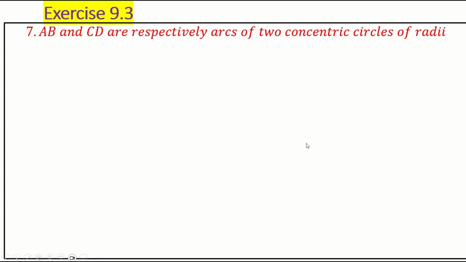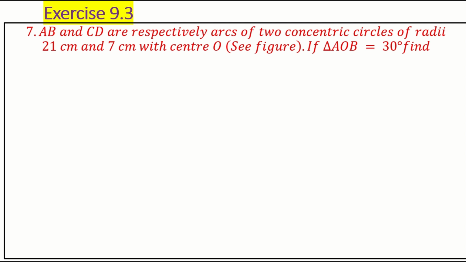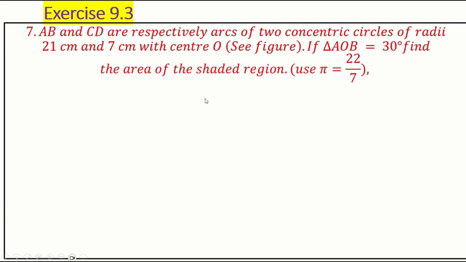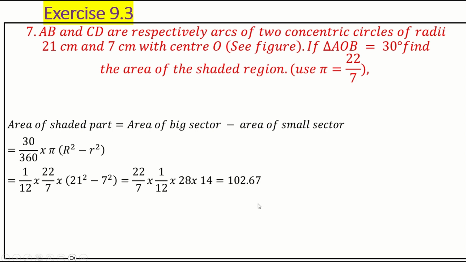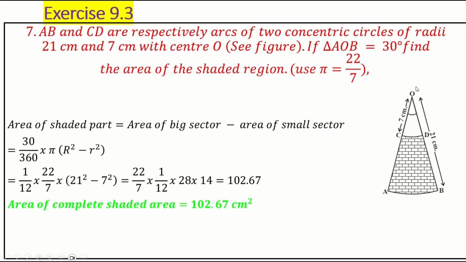AB and CD are respectively arcs of two concentric circles of radii 21 and 7, with center O. If angle AOB equal to 30, find the area of the shaded region. So let's see the diagram first. Okay, this is the diagram. 7 and 21. This is very easy. You have two circles, right? So two sectors.